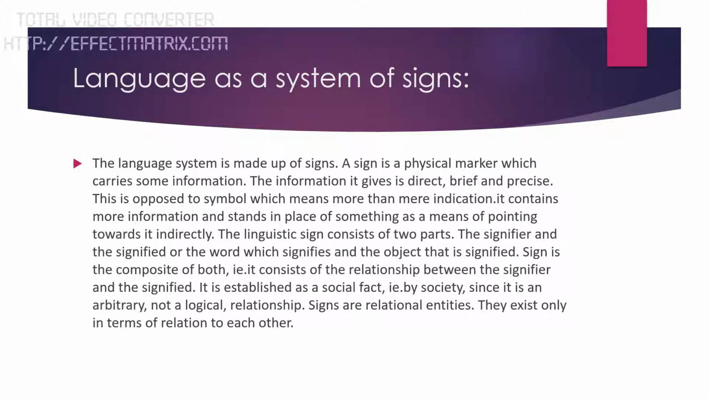You already studied this. There is no one-to-one relationship between signifier and signified. That means between the word image and the concept, the relationship is purely arbitrary in nature.